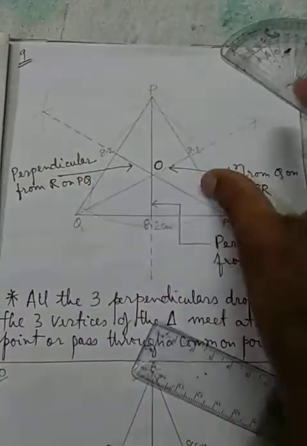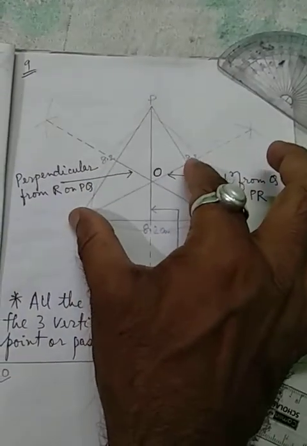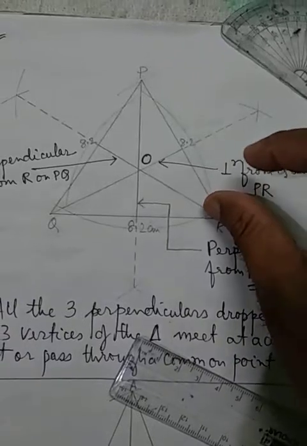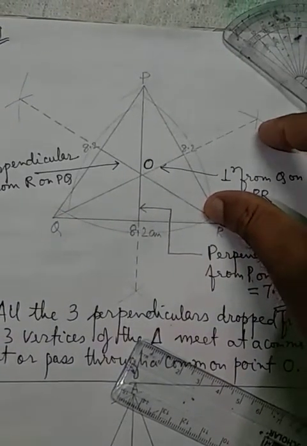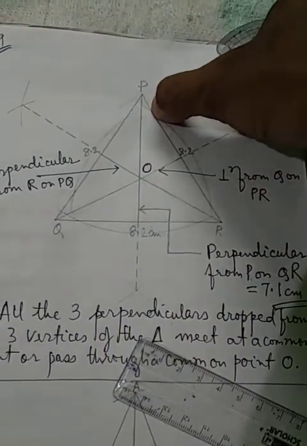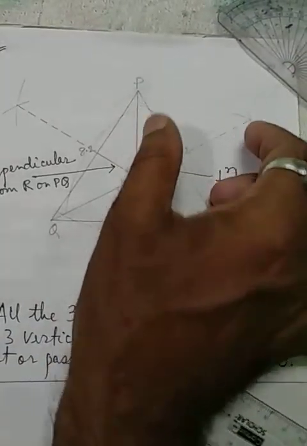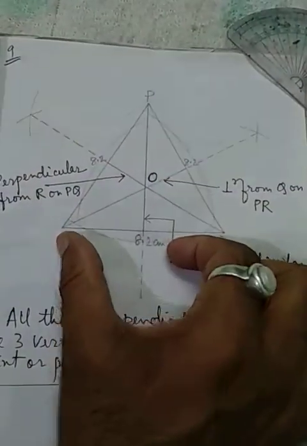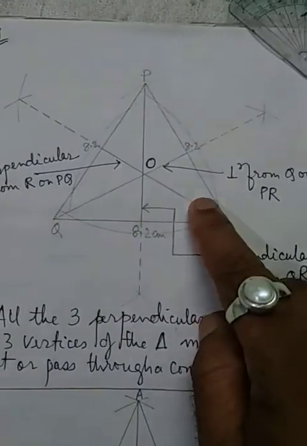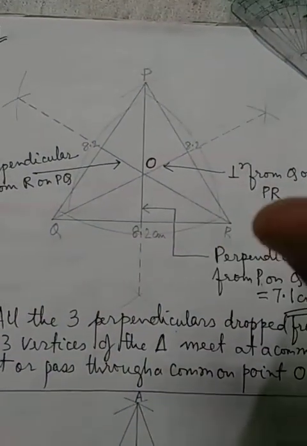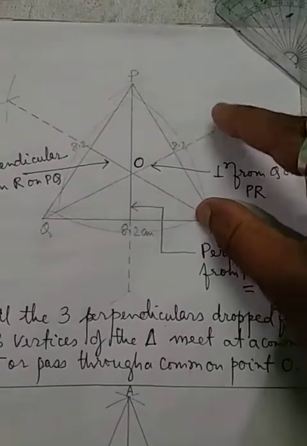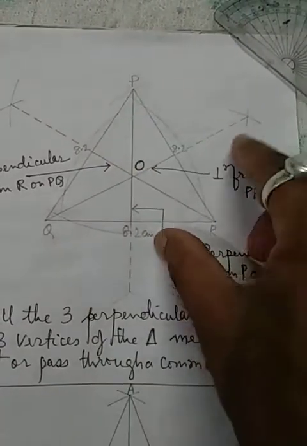Reduce the length of the arc, otherwise it will go very far. Reduce the length of the arc, and from this point you cut once, and the same work you do from the other point. From this point you cut. So one arc, cutting the line at 2 points. From here you cut once, and from here you cut once.